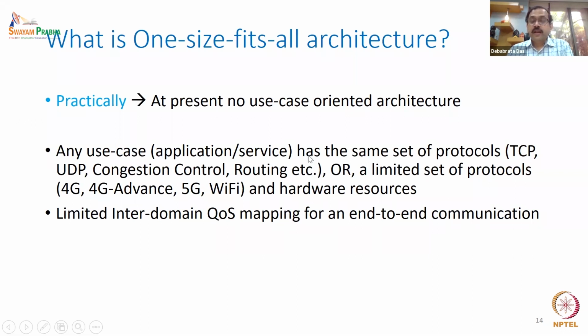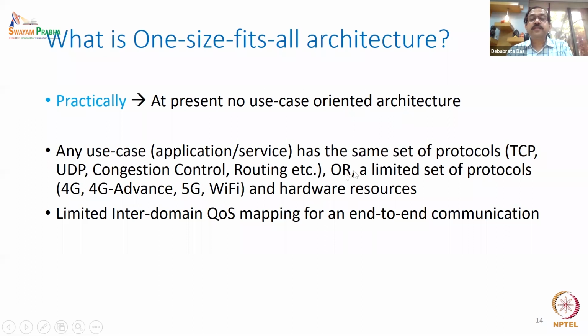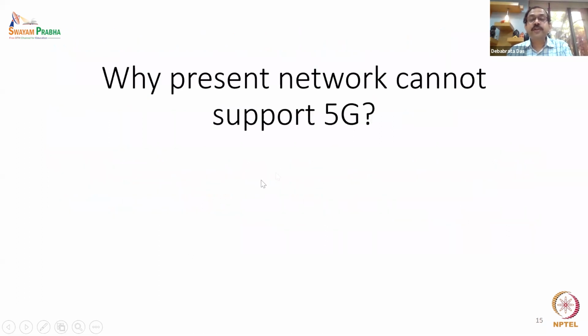Let me take you through the figures. Limited inter-domain QoS mapping for end-to-end. So let me explain why the present network cannot support 5G. Let me explain with figures and pictures, then you will understand better. Why can the present network not support 5G? Can 5G be supported by the present network for different applications? Why not? Look at this.